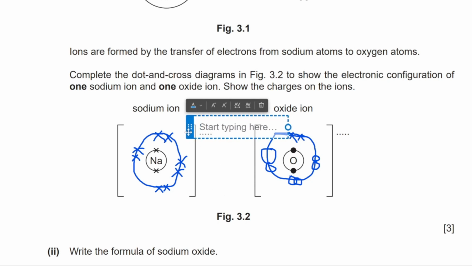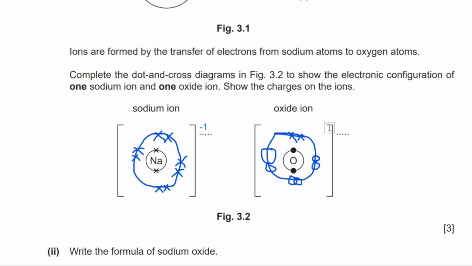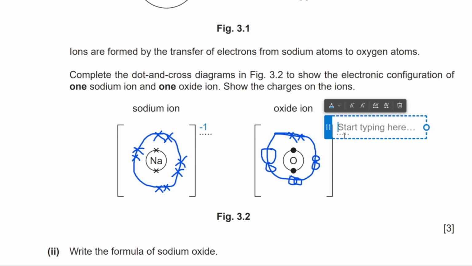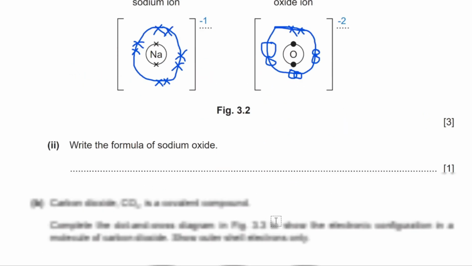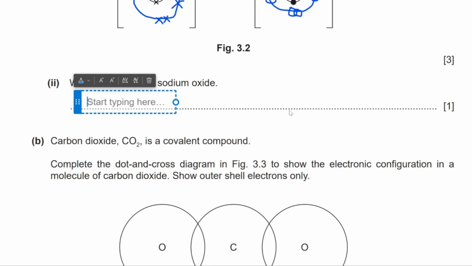So that would be, either we could write plus or +1. I prefer to write +1. And when we come to oxygen, oxygen gains 2 electrons, so we will write -2. Alright, part 2, write the formula of sodium oxide. Now again, that's Na2O, as I said in the last part.